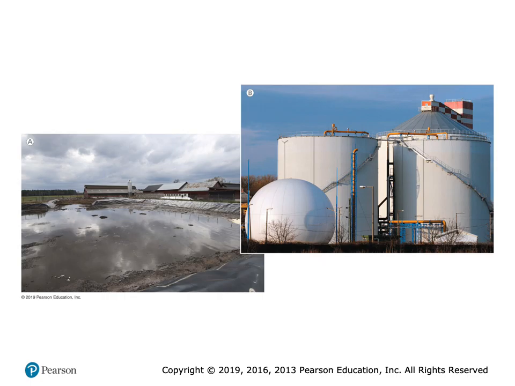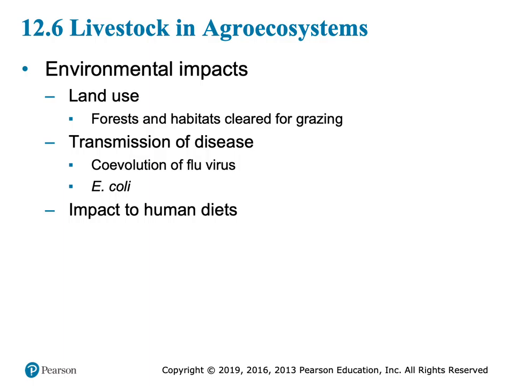Other environmental impacts: land use. Forests and other habitats are often cleared for grazing animals. So a forest will be cut down, a habitat will be completely changed to grow some plants so that cattle can have food. Then transmission of diseases, the evolution of the flu virus, E. coli, and the impact to human diets.